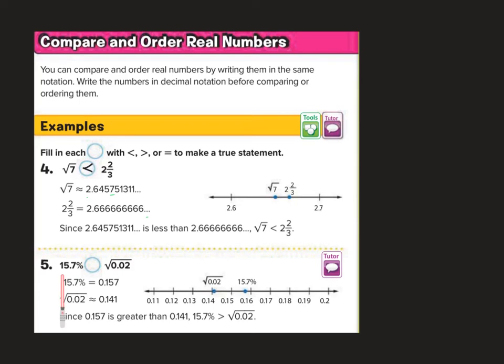For 5, we're comparing 15.7% to the square root of 0.02. If we convert 15.7% to a decimal, we get 0.157. Take the square root of 0.02, and we get approximately 0.141. So since 0.157 is greater than 0.141, 15.7% would be larger than the square root of 0.02. So we would put the greater than sign in the circle.